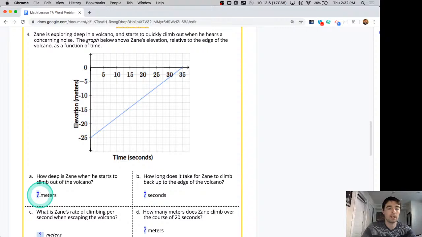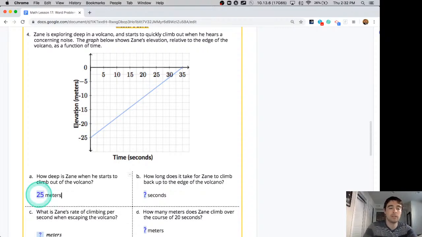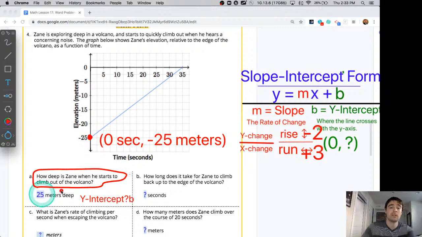And I'm going to go ahead and plug in our answer for part A. At the beginning, or at the start, 25 meters deep is what they represent with that negative 25 below. I could have probably put a negative 25 for my answer, and that'd be fine. So now we're going to move on to part B.